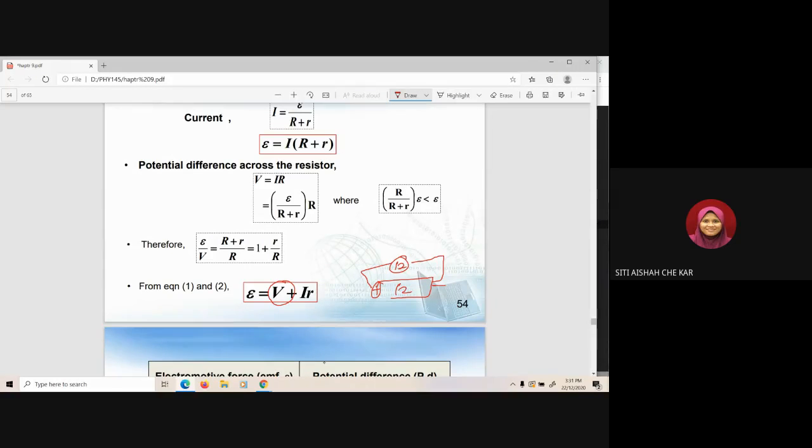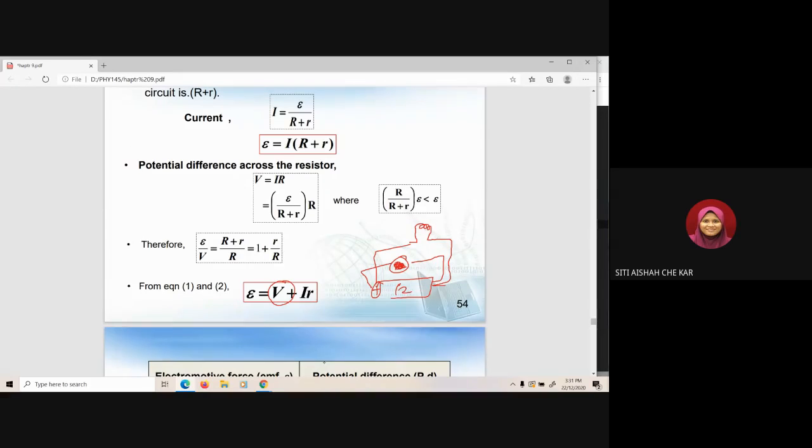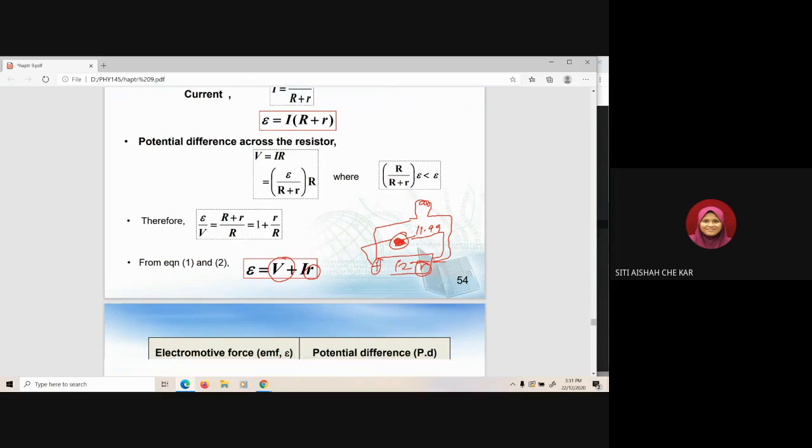Tapi bila bateri ni you sambung kepada load ataupun bulb, so voltmeter kat sini mungkin tak baca dah 12 volt, mungkin dia akan baca 11.99. So mana lagi 0.01 hilang? Sebab dalam bateri ni juga ada resistance tersendiri ni. Internal resistance. Okay?